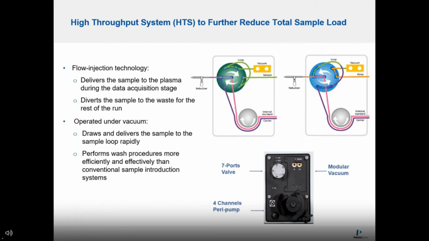To reduce the sample load to the plasma, a high throughput system is used. It delivers the samples to the plasma only during the data acquisition stage and diverts the samples to waste for the rest of the run. By means of a vacuum, it draws and diverts the samples to the sample loop in a very short time and performs wash procedures more efficiently and effectively than a conventional peristaltic pump-based introduction system. Now, in this case, the HTS is used in line with an S20 autosampler.